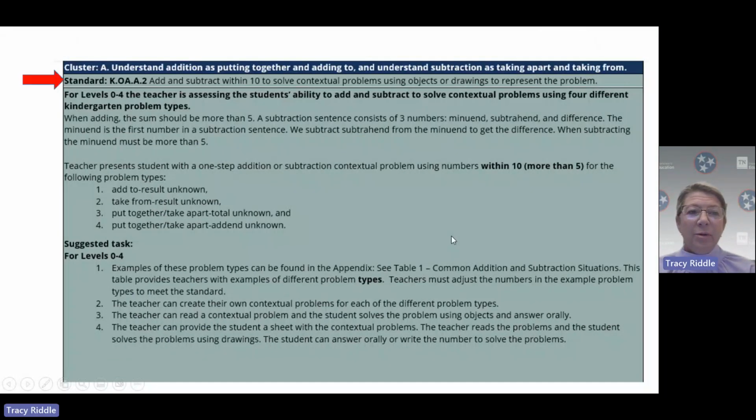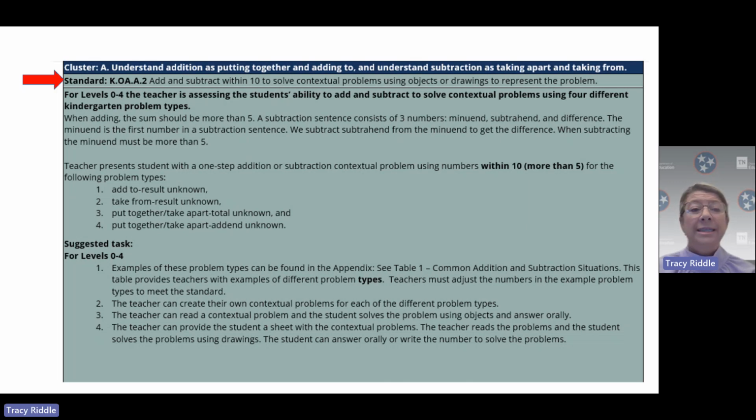This is the portfolio rubric guidance for KOA A2. Add and subtract within 10 to solve contextual problems using objects or drawings to represent the problem. For this standard, the teacher is assessing the student's ability to add and subtract to solve contextual problems.